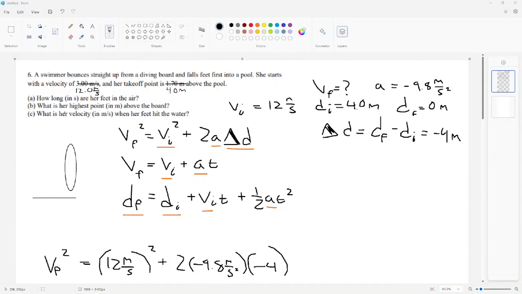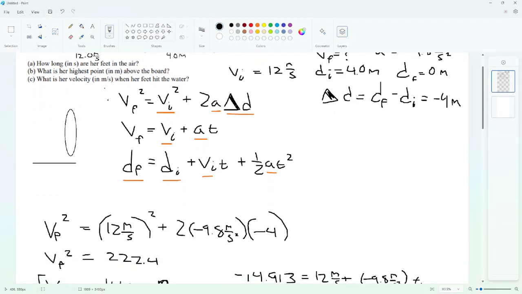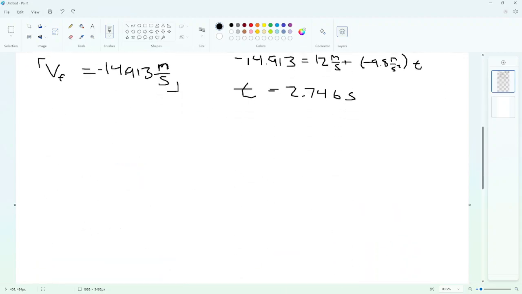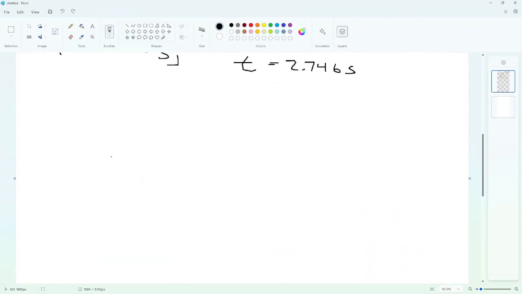Part B asks, what is our highest point in meters above the board? Let's see, how do we solve this? Go ahead and take some time to think of a solution, and then come back when you're ready. Okay, the solution is deduced as so.